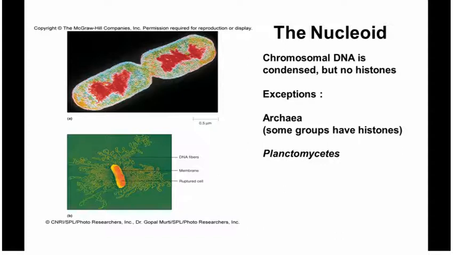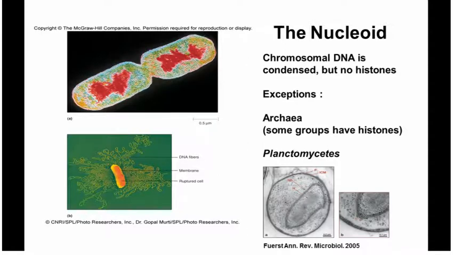So some archaea have histones, just like eukaryotic cells. And there is one weird exception, which are planctomycetes. This strange thing, which was a big surprise when it was discovered about 20 years ago, is that this bacterium has actually got all of its DNA inside a membrane-bound structure. So it's kind of like a prototypic nucleus here. Very, very unusual.